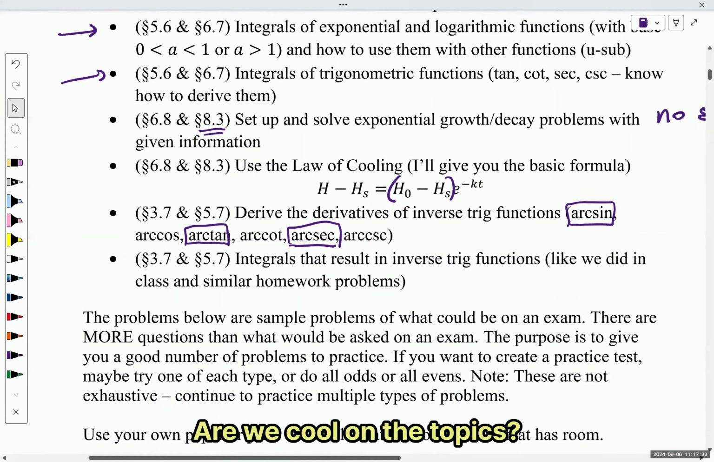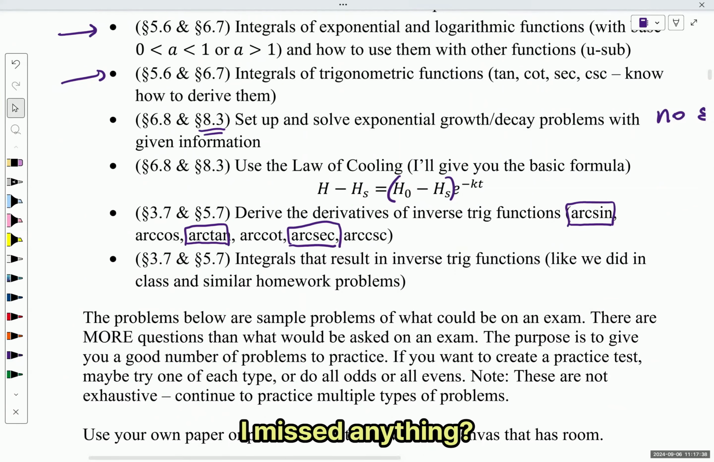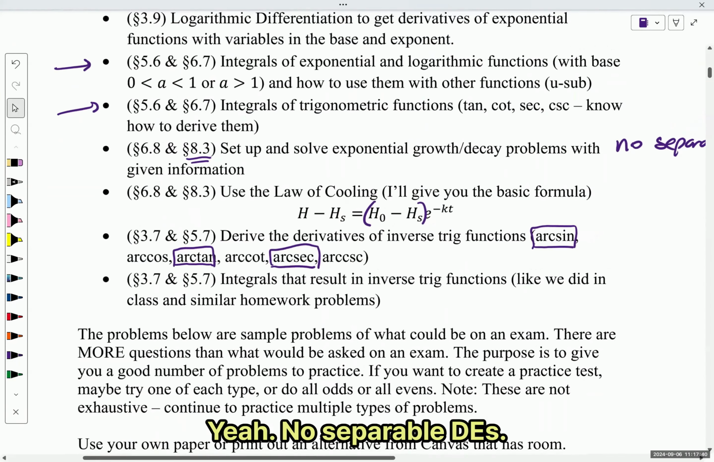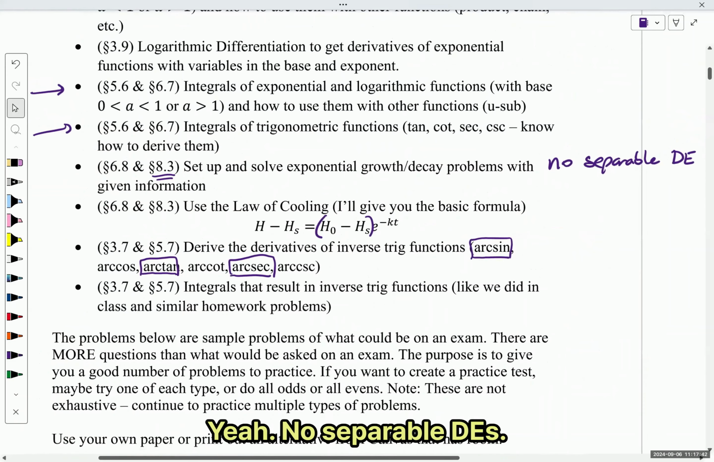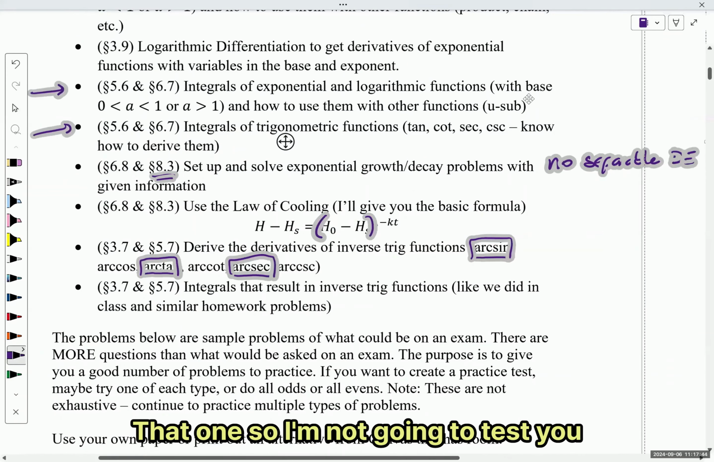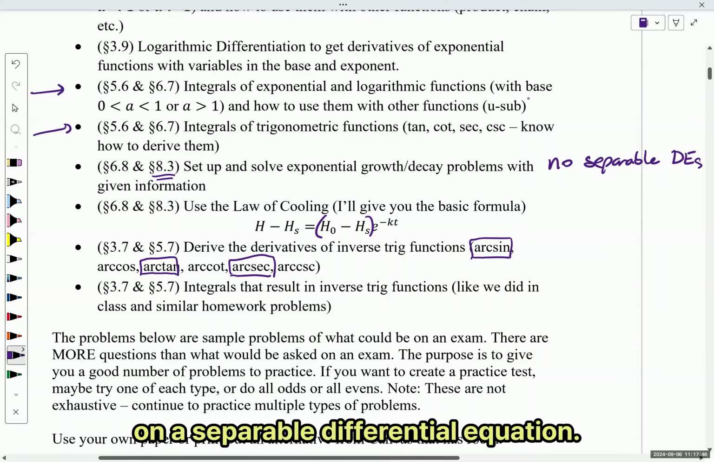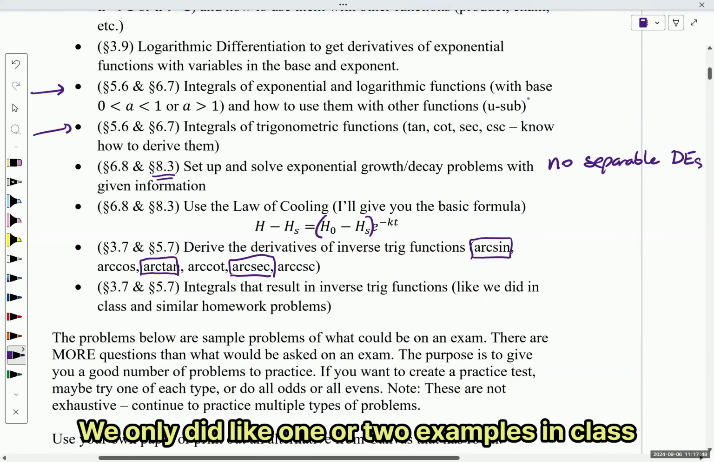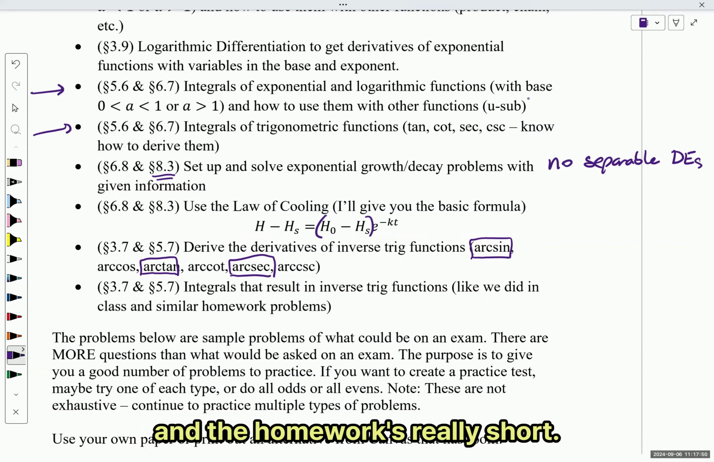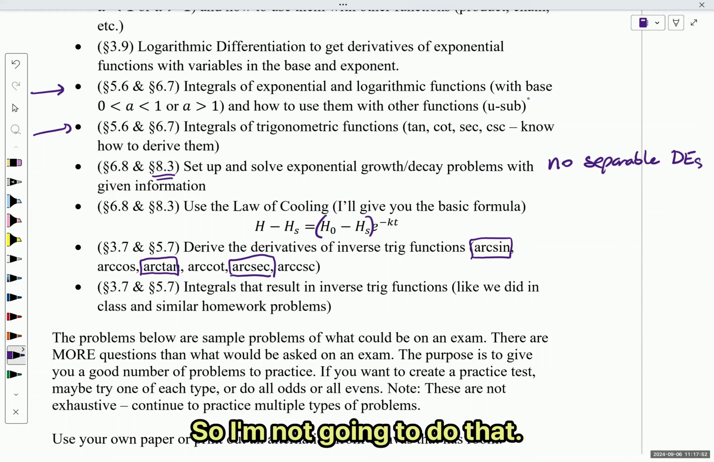Are we cool on the topics for the most part? Do you think I missed anything? Yeah. What did it say above it? No separable DEs? Oh, that one. So I'm not going to test you on a separable differential equation. We only did like one or two examples in class, and the homework's really short. So I'm not going to do that.